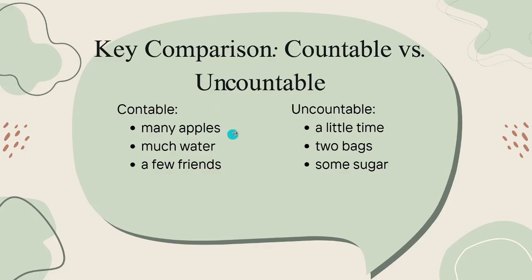So countable is for apples, bags, and friends. No, the water and bags are mixed, so let's change it. So we have countable: many apples, two bags, and a few friends. And uncountable, we have a little time, much water, and some sugar. So that's the basic mistake.